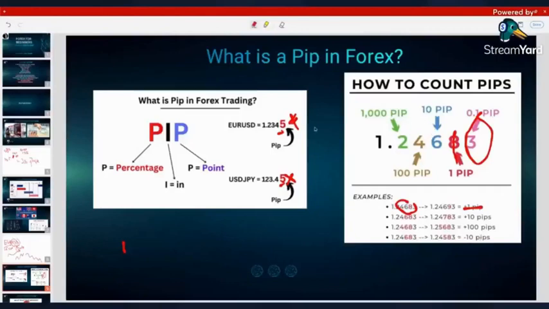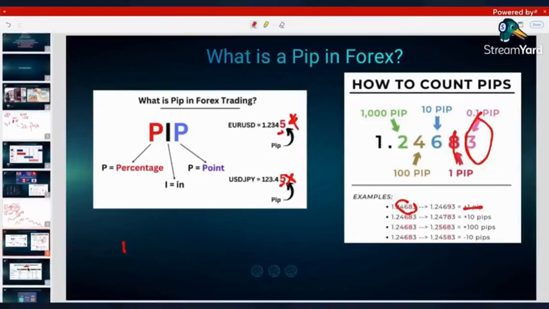So that's how you calculate pips, because in forex you make your money in pips. Pips means dollar, means whichever currency you are trading on, maybe your Australian dollar, Canadian dollar, but your pips equals money. Let's move to the next slide.